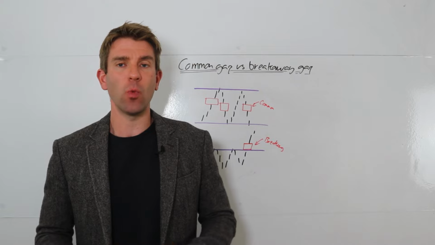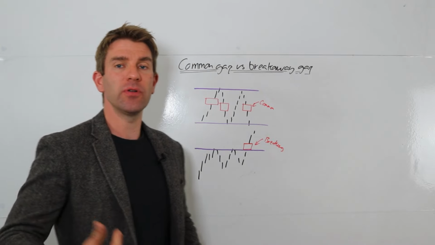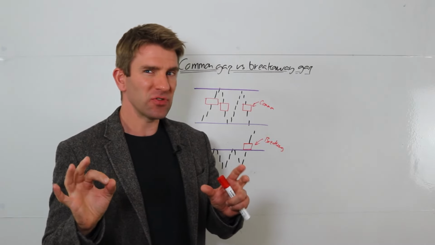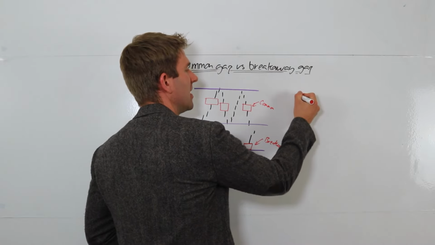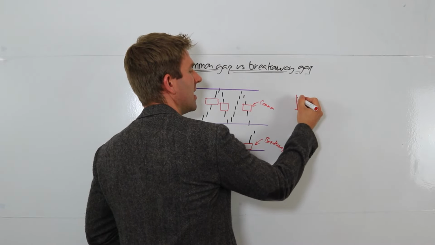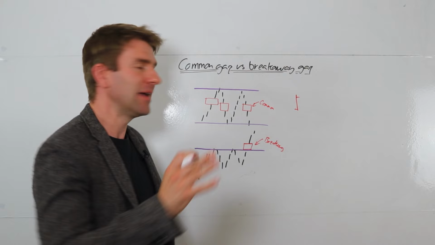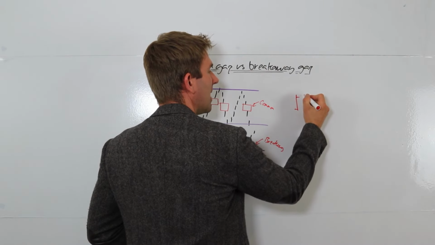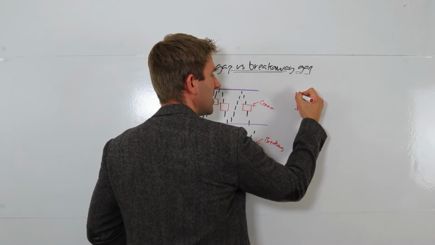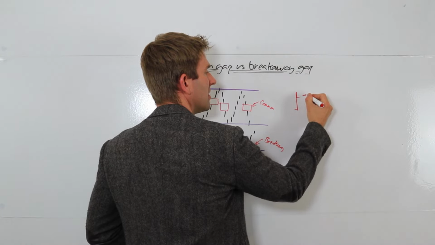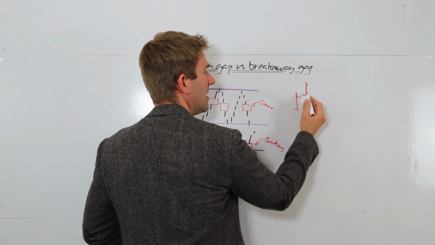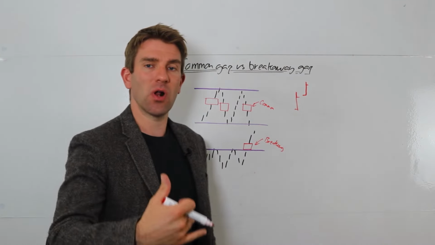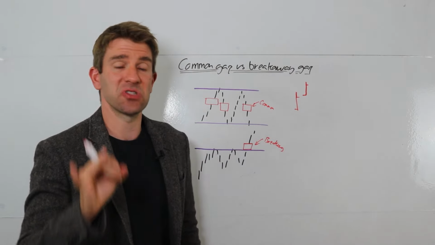So gaps are when price opens above. In fact, you've got two different types of gaps here. Let's just be clear on this. If you imagine that this was a bar from day one, day two, and let's imagine this was here. If it opens here and does this, then the open is higher than the close. That is a gap, and that's still classed as a gap.